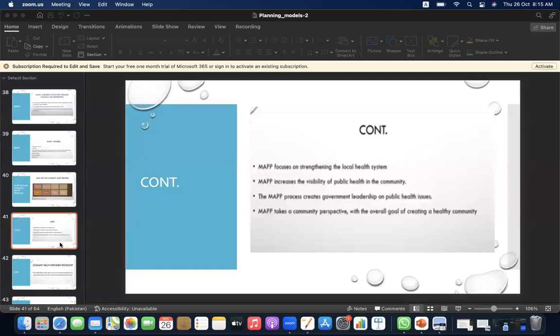MAP focuses on strengthening the local health system. MAP increases the visibility of public health in the community. The MAP process creates government leadership on public health issues. MAP takes a community perspective with the overall goal of creating a healthy community.